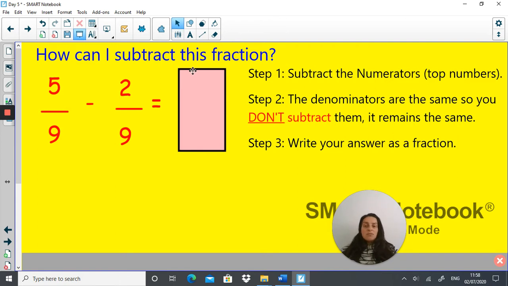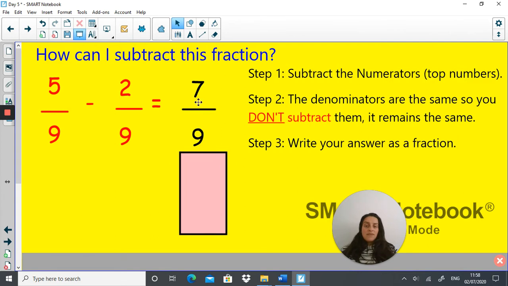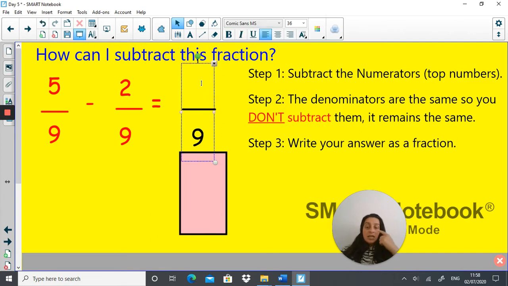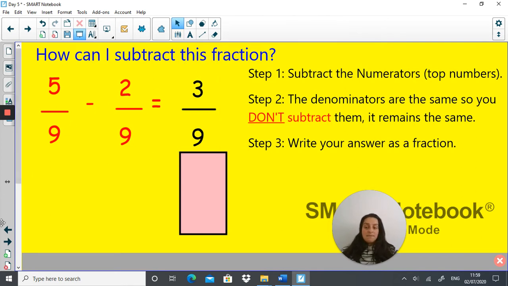So following those rules, the answer here is not 7/5. It is in fact 3/9. So 5 take away 2 is 3, and the denominator 9 stays the same.